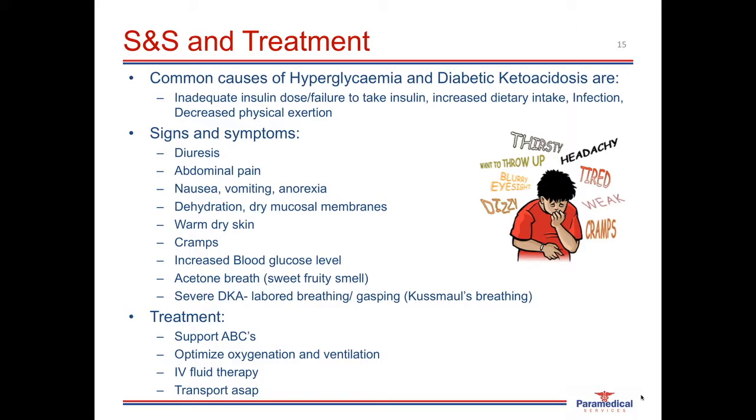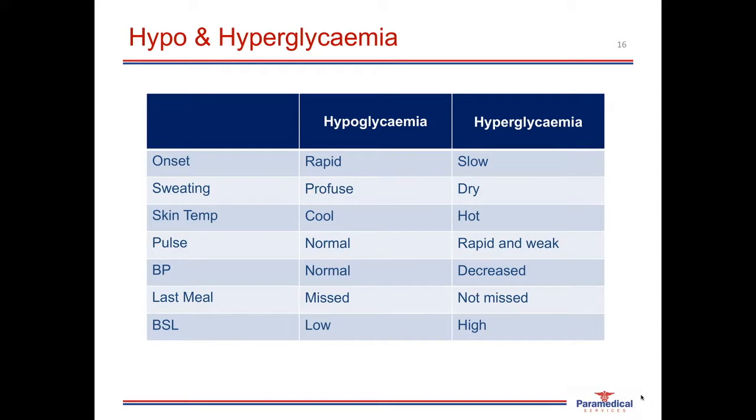Treatment includes supporting the ABCs, optimizing oxygenation and ventilation, and IV fluid therapy. We do not administer insulin in the pre-hospital setting, as we may cause hypoglycemic episodes. We need to transport these patients rapidly to hospital where they can receive further care.